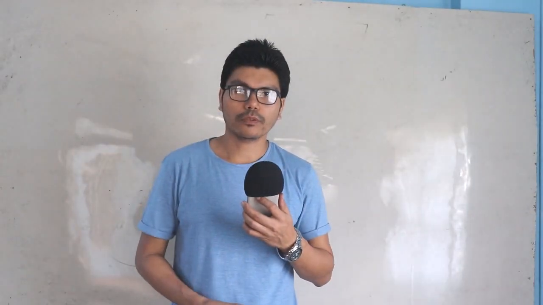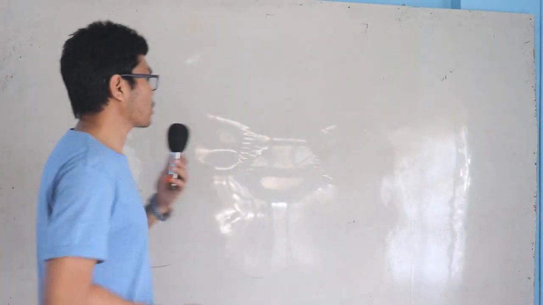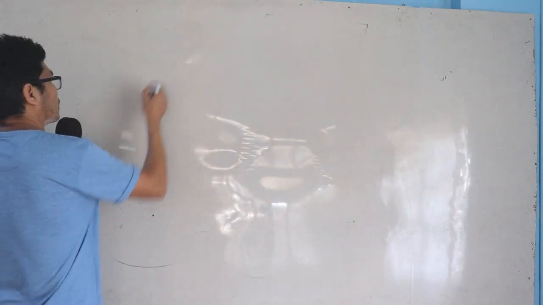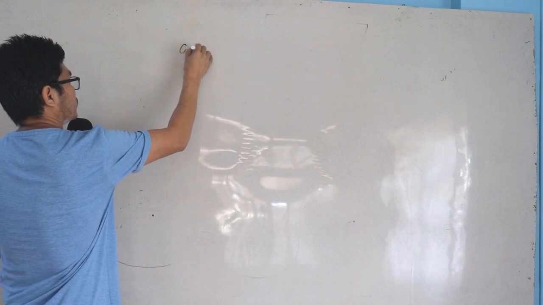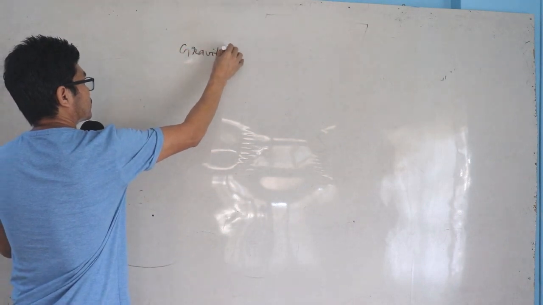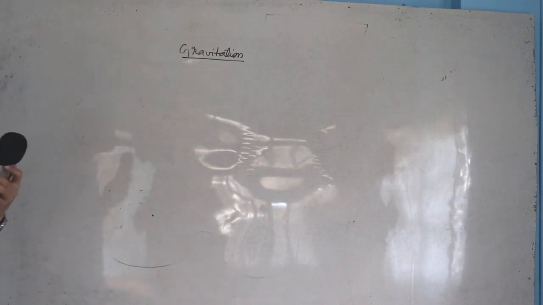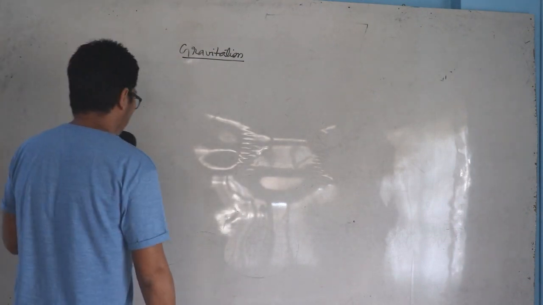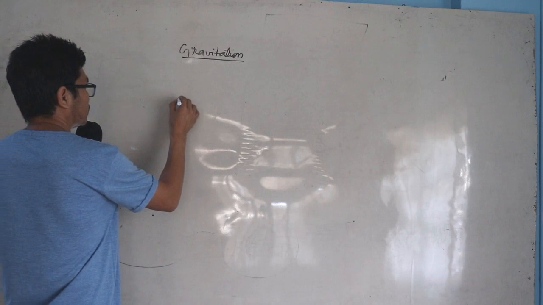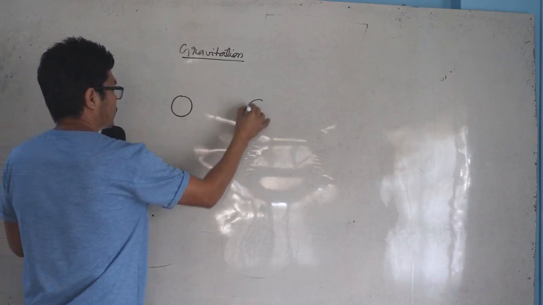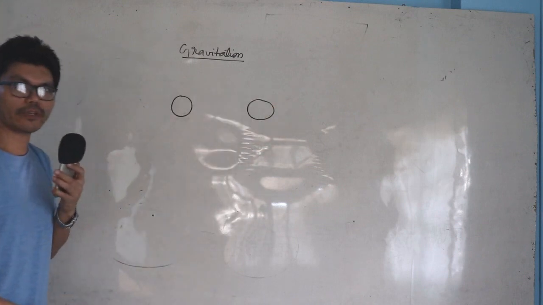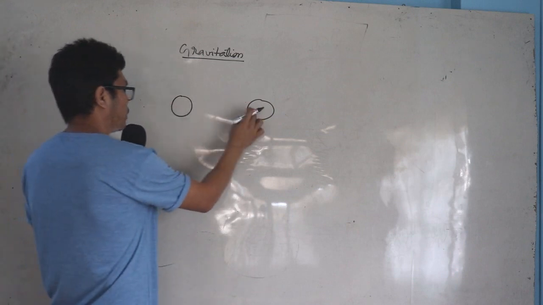Okay, then let us continue our class. Alright, dear students, I will be starting our class right now. In today's class, we'll be starting from gravitation. First, we'll try to know what is gravitation. Gravitation refers to the force of attraction between two different bodies which are separated by a distance.